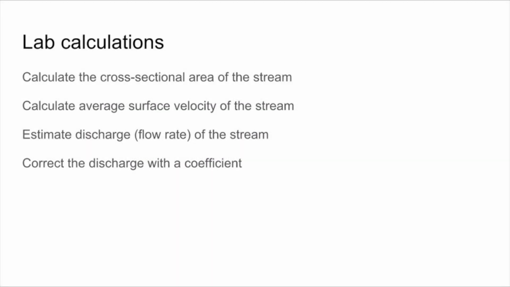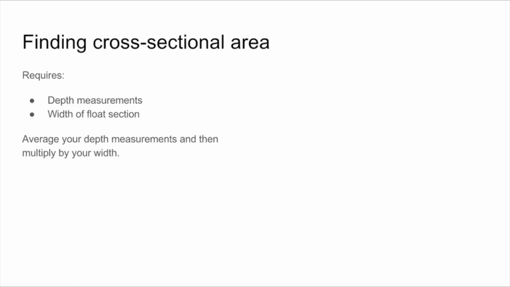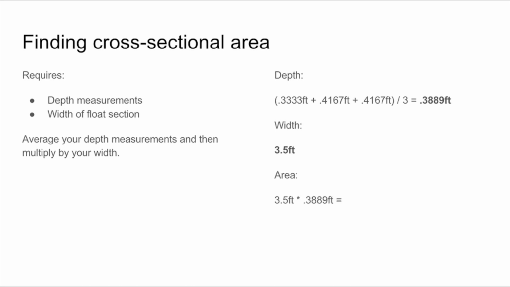After collecting your field data, you will return to the lab to do calculations. We will calculate the cross-sectional area of the stream, the average surface velocity of the stream, estimate the discharge of the stream, and correct the discharge with a coefficient. Finding the cross-sectional area requires depth measurements and the width of your float section. First, average your depth measurements and then multiply by your width. This will give you your cross-sectional area.